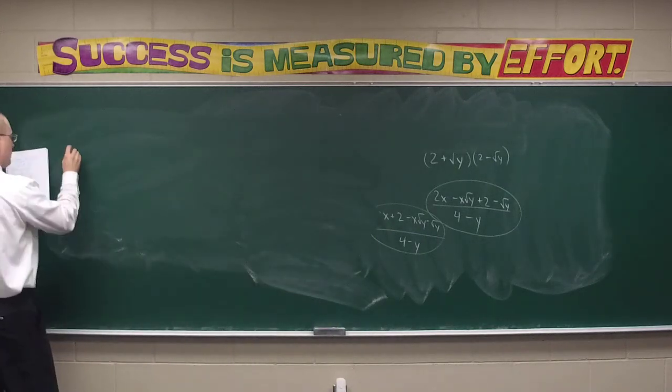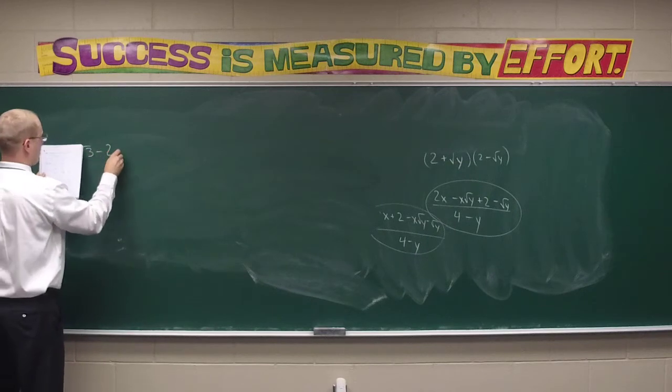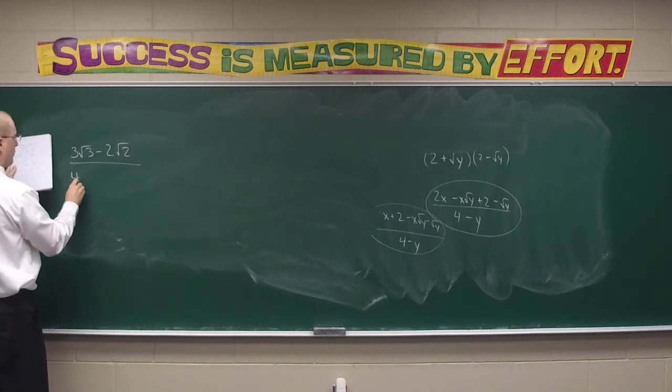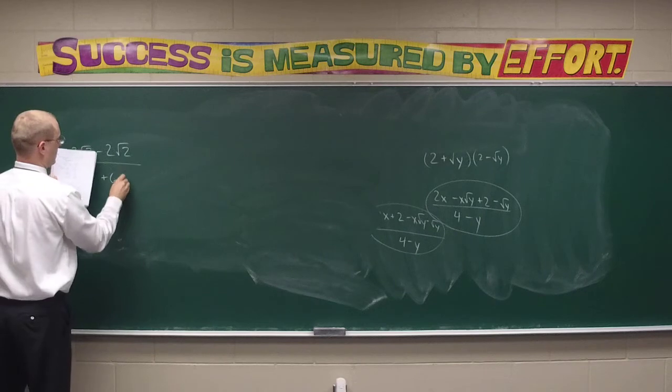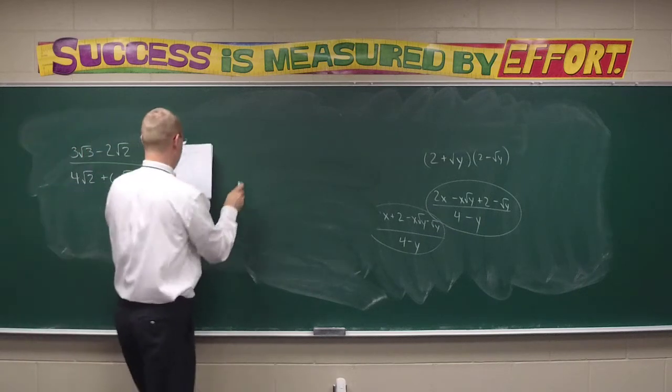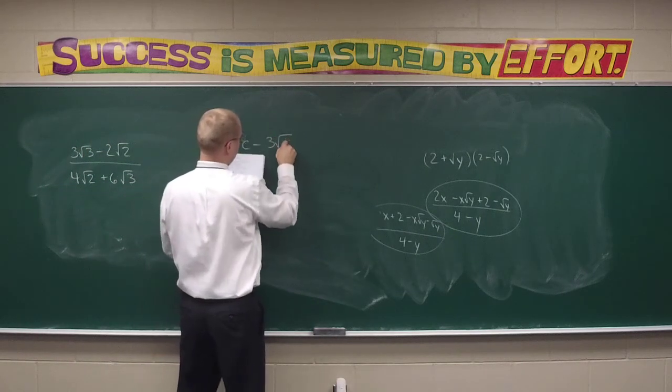Write this one down if you would. 3 times the square root of 3 minus 2 times the square root of 2 over 4 times the square root of 2 plus 6 times the square root of 3. And then, got another one for you when you finish that.